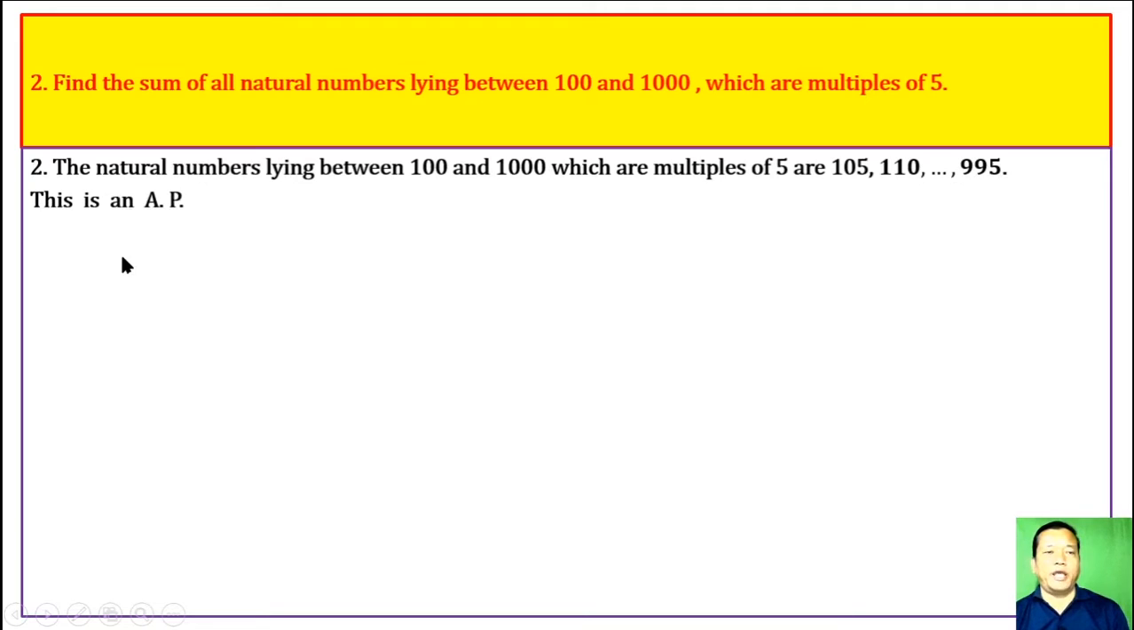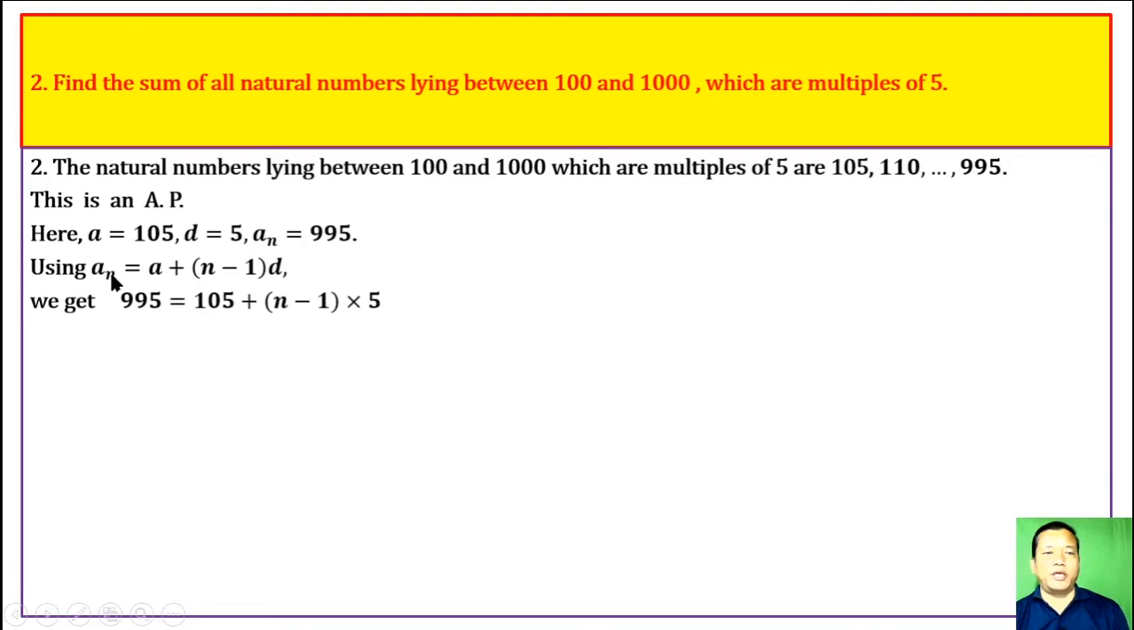This is an AP. Here A, the first term, is 105, D is 5, and the last term AN is 995. Using AN equal to A plus n minus 1 times D, we get 995 = 105 + (n minus 1) times 5. N is to be found out. Dividing by 5 and solving, we get n equals 179.